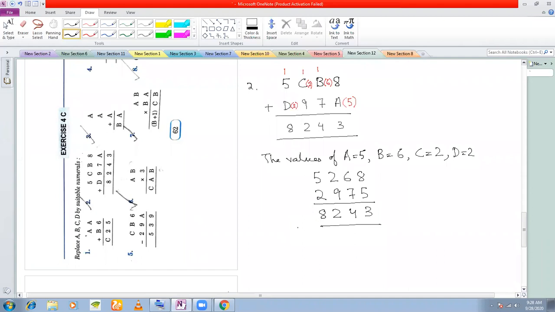Number 3 here. Now, if you see number 3, this problem, this is a single digit, the sum of 3 single digits. Now, there's no option here for you but to try out each digit one by one. Okay. You have to try out each digit one by one.